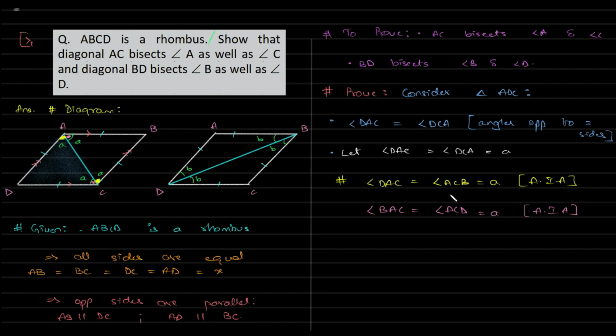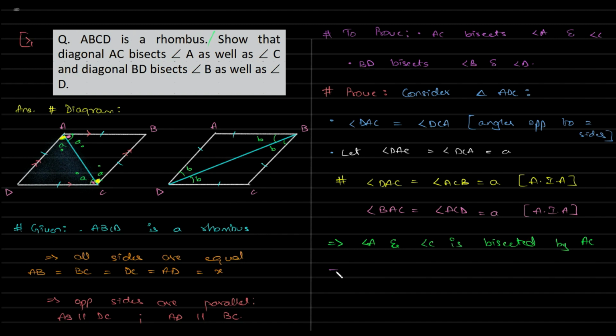So what can you conclude from all of this? This implies angle A and angle C are bisected by AC. So we pretty much proved that the adjacent angles are equal. The neighboring angles are equal. So that means AC has bisected this. As simple as that. Okay.